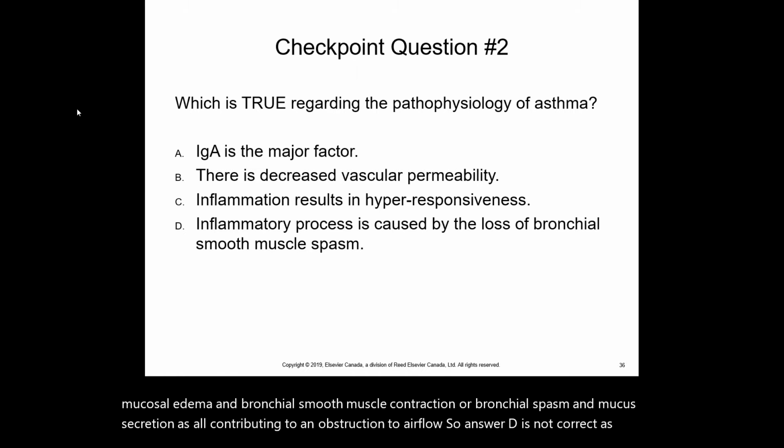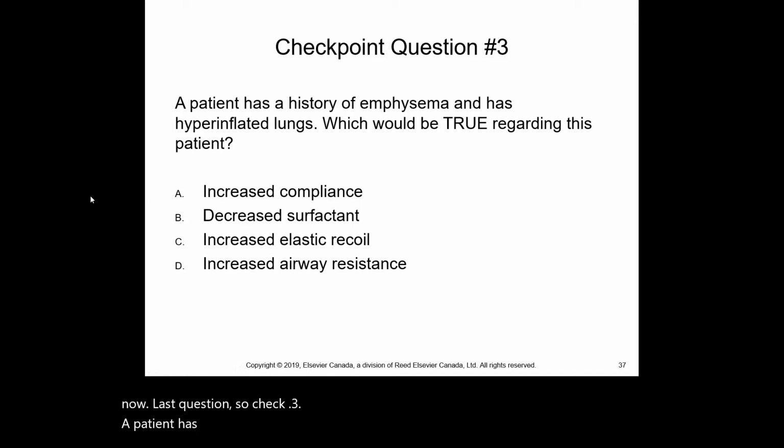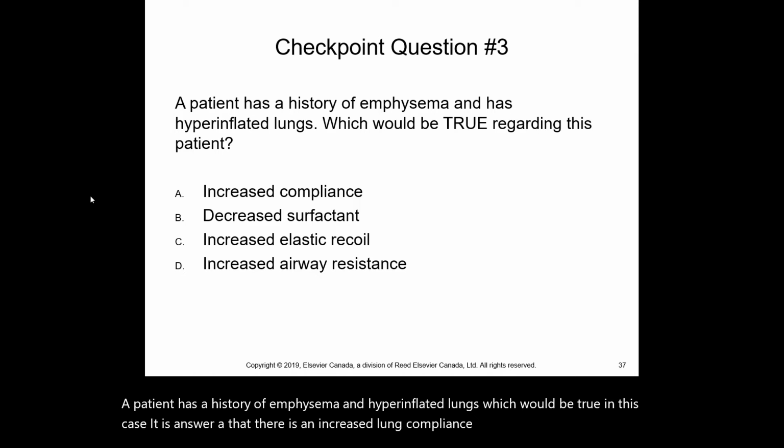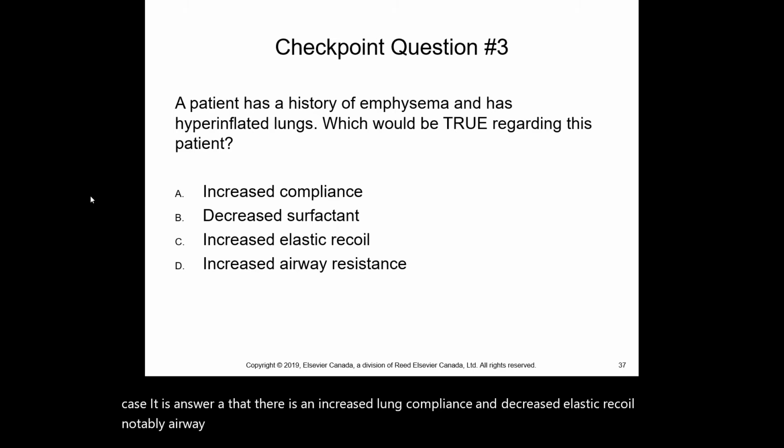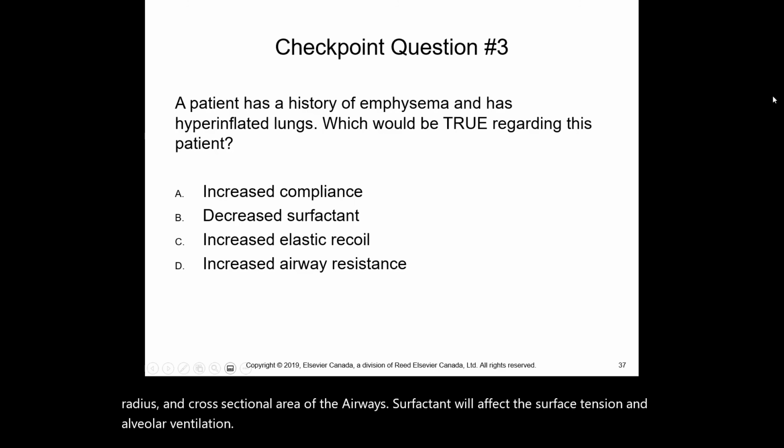Now, last question. So checkpoint 3. A patient has a history of emphysema and hyperinflated lungs, which would be true? In this case, it is answer A, that there is an increased lung compliance and decreased elastic recoil. Notably, airway resistance refers to the opposition to airflow and is determined by length, radius, and cross-sectional area of the airways. Surfactant will affect the surface tension and alveolar ventilation. And that concludes this lecture episode.